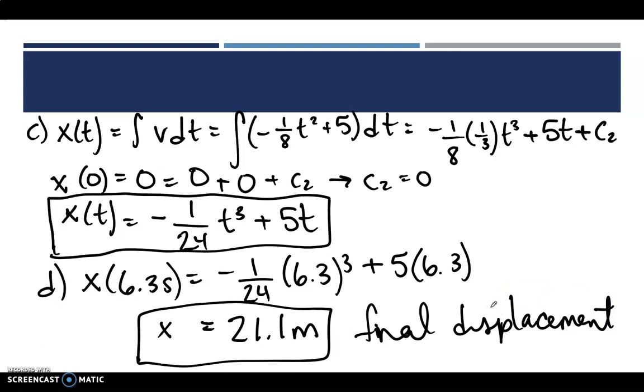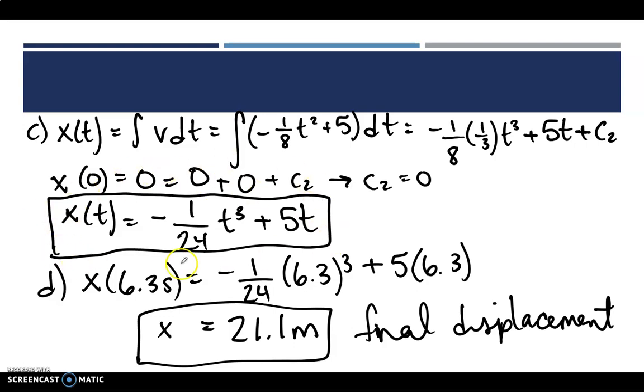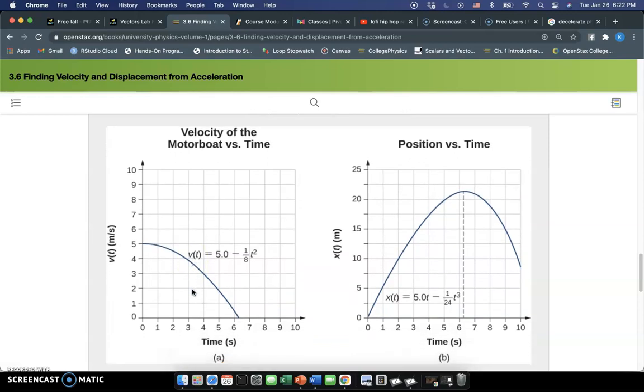Okay, so the last part I'm not going to physically do, but I will show you what the book has. So it says graph the velocity and the position function. So that's what these are. So this is my velocity function and my position function. Okay, so I'm going to go ahead and show you what that looks like. So this is the velocity function with respect to time, and this is the position function with respect to time.